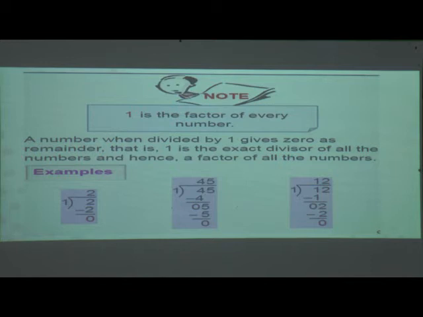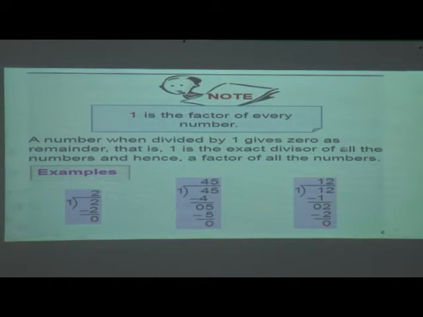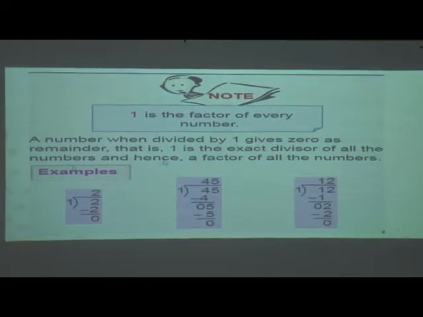Now, let us see the properties of factors. 1 is a factor of every number. It means a number when divided by 1 gives 0 as remainder. That is, 1 is an exact divisor of all numbers and hence a factor of all numbers. So, 1 is a factor of every number. For example, 2 divided by 1, 1 2s are 2. We get the remainder 0.